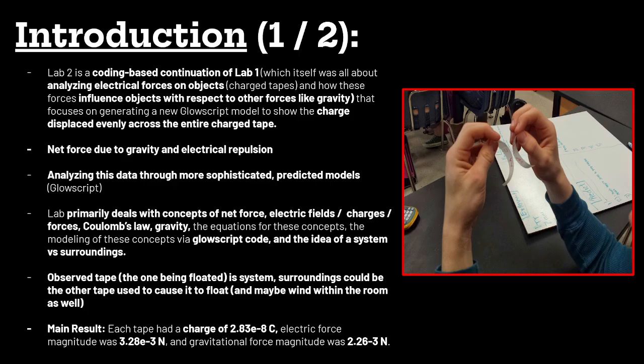There's a net force due to gravity and electrical repulsion. We analyze the data through more sophisticated predictive models, and we deal with concepts of net force, electric fields, charges, Coulomb's law, etc. The observed tape is the system. Surroundings could be the other tape, and maybe wind within the room.